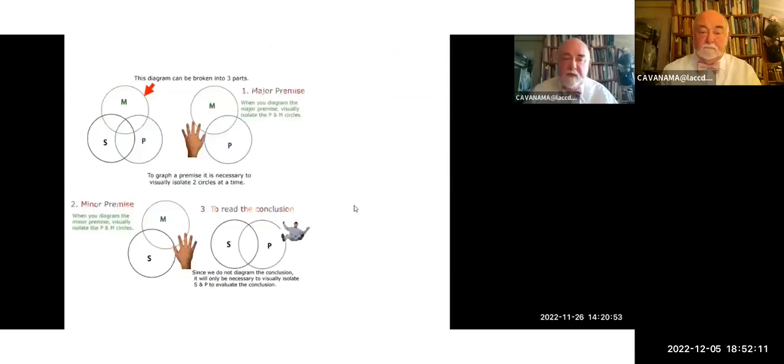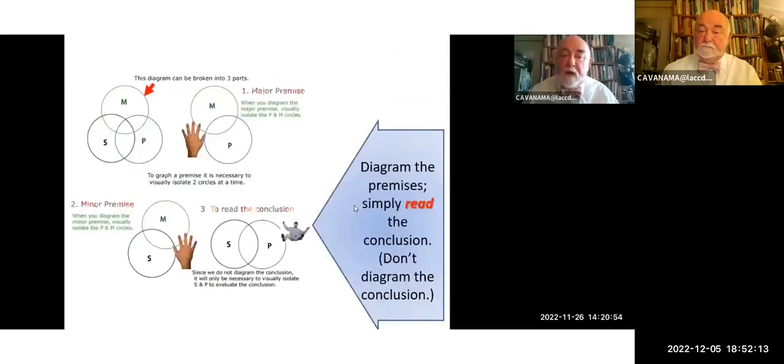Okay, so that's just kind of a review of what we've done. Diagram the premises, simply read the conclusion. Diagram the premises, jump back, check. Don't diagram the conclusion.